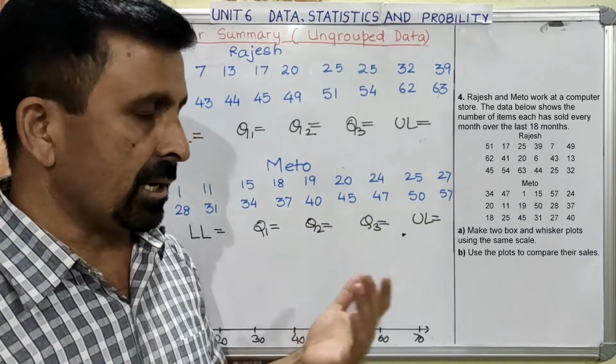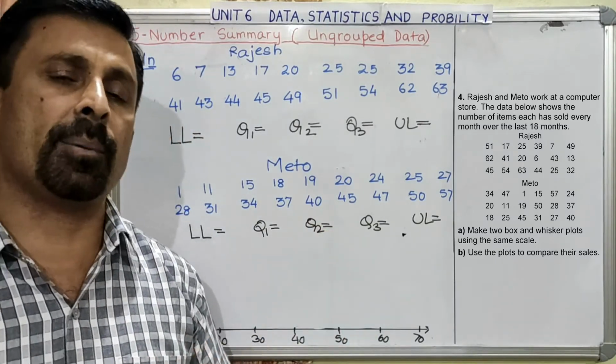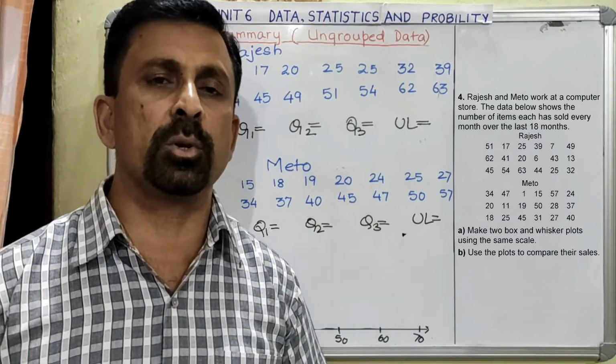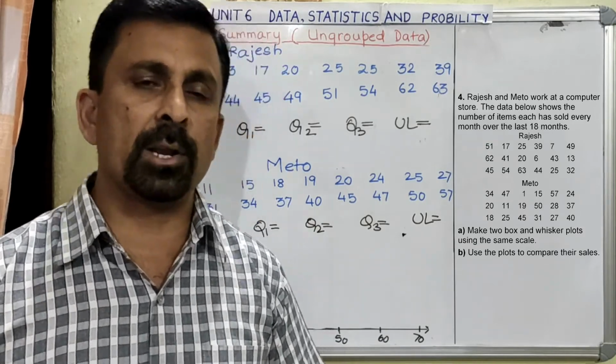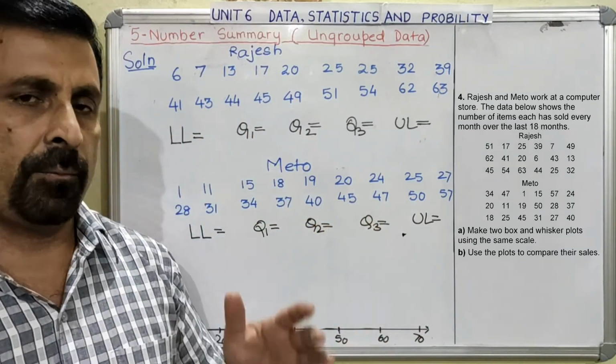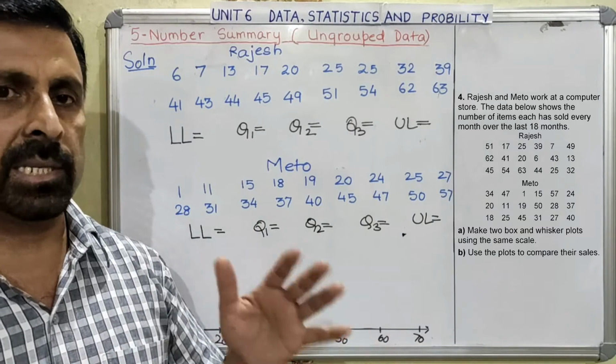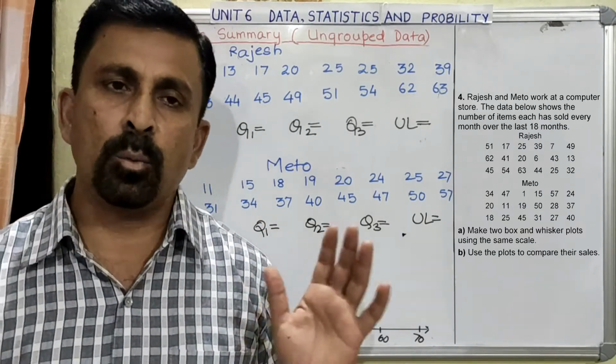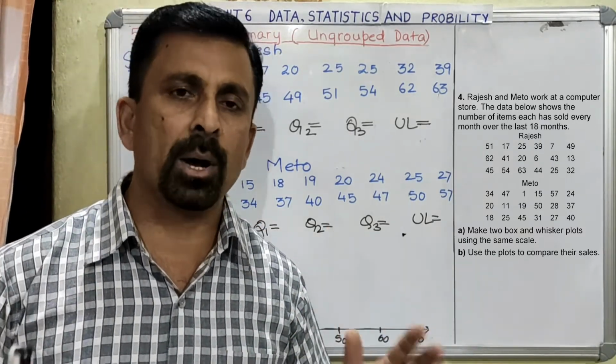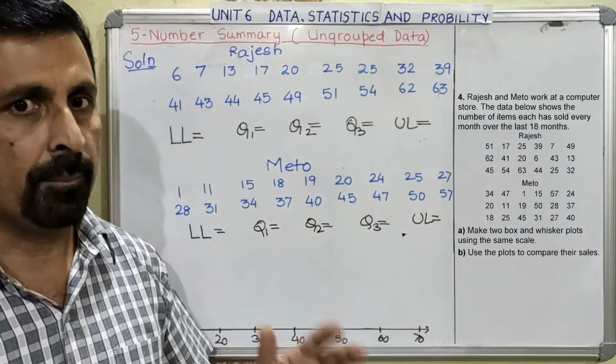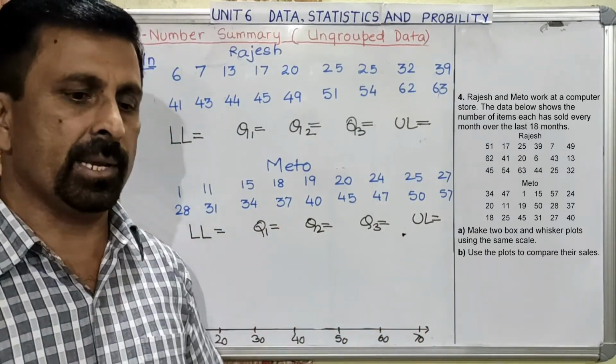And now this is the third question. By now, at least you have understood that whenever the question talks to you about the box plot, first of all you have to have the 5-number summary. For the box plot, the 5-number summary is a must. Without the 5-number summary, we cannot plot the box plot. So the 5-number summary is very important.